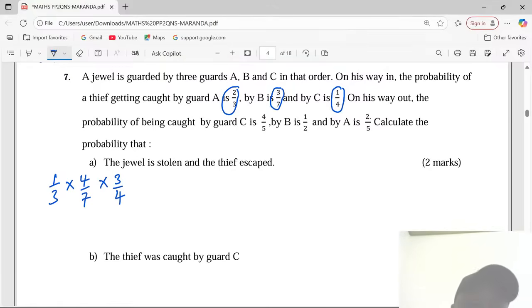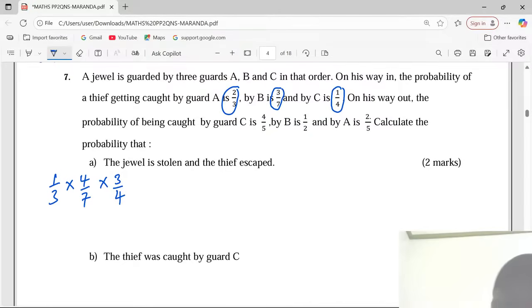There is what we call mutually exclusive events, and their probability should add up to 1. Being caught by guard A and not caught by guard A are mutually exclusive events. So if being caught is 2/3, then not caught is 1/3. Being caught by B and not being caught by B are mutually exclusive events. Their probability should add up to 1. So if being caught by B is 3/7, then not being caught by B is 4/7.